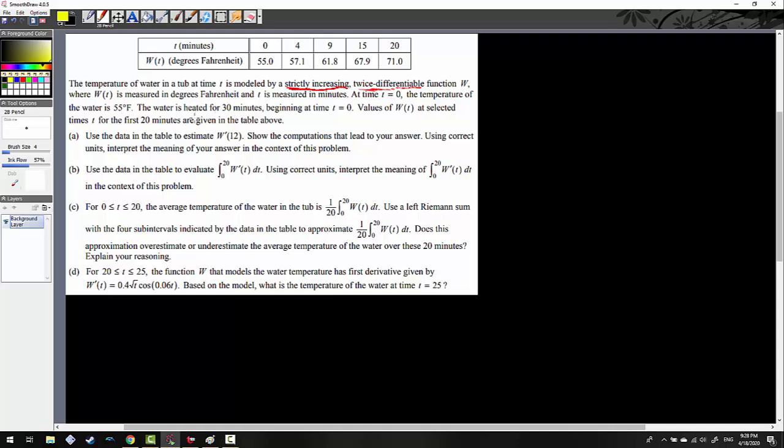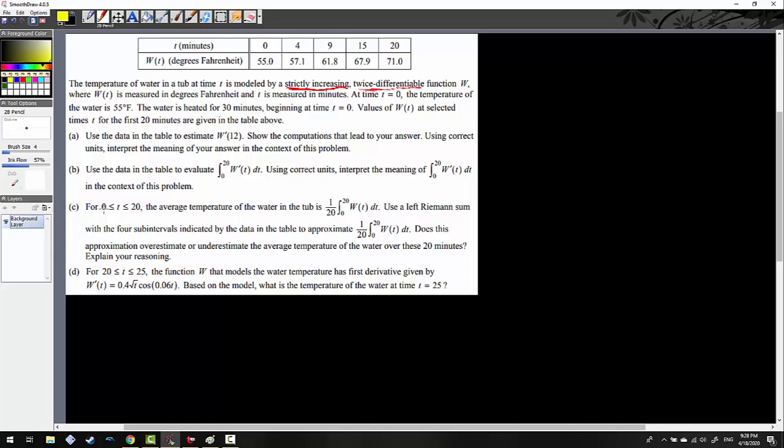The water is heated for 30 minutes beginning at time equals 0, and values of W of t at selected times t for the first 20 minutes are given in the table above. So this table here is a representation of the temperature of the water at that moment in time. So this table is not representing a rate. So what we see is what we actually get. So with that in mind, let's go ahead and take care of this problem.